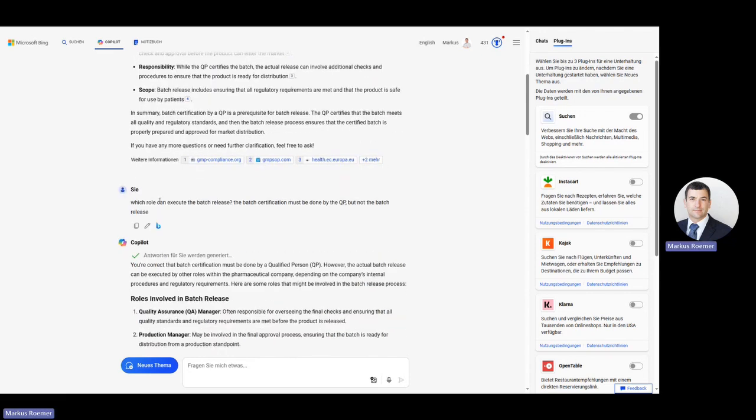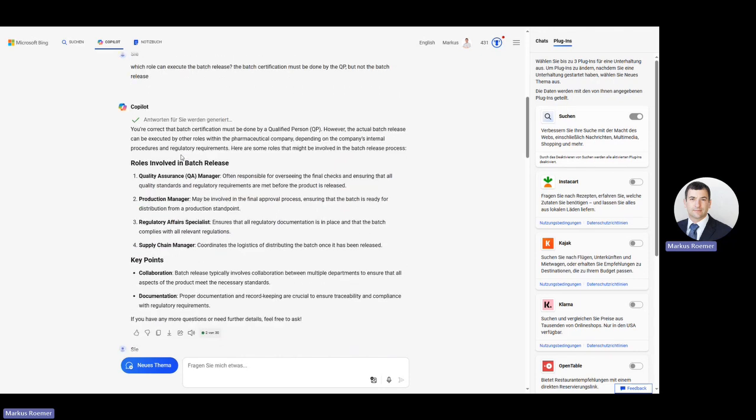And then I was asking, which role can execute the batch release? The batch certification must be done by the QP, but not the batch release. Again, that's very typical for Copilot. You are correct that batch certifications must be done by the QP and so on. Roles involved in batch release, they name quality assurance managers or the head of QA, correctly named according to EU Chapter 2. Then production manager, the head of production, a specialist I would know that would not do that, or supply chain manager. Yes, why not? Okay, it doesn't matter.